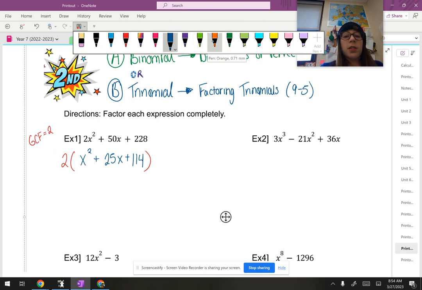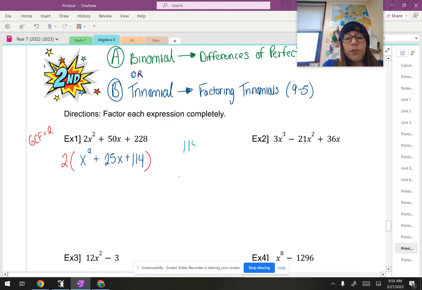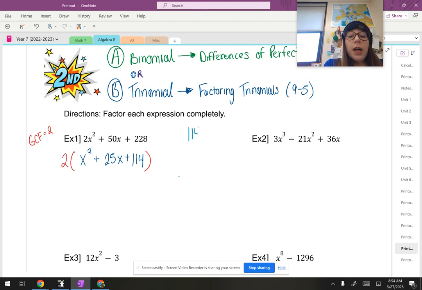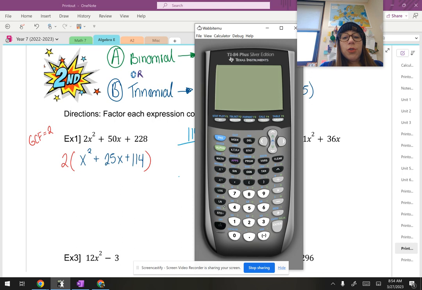So now you can see we're on step 2 where we're deciding if this is a binomial or a trinomial. Obviously, you can see that this is a trinomial. So we're going back to factoring like we did last lesson, where we're going to be looking for factors of 114. Notice we're not going back to the original 228. We're going to the new factor after we pulled out the GCF.